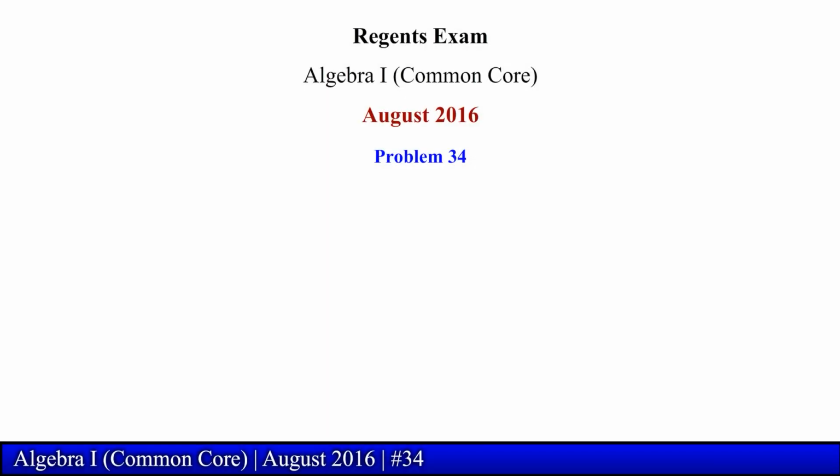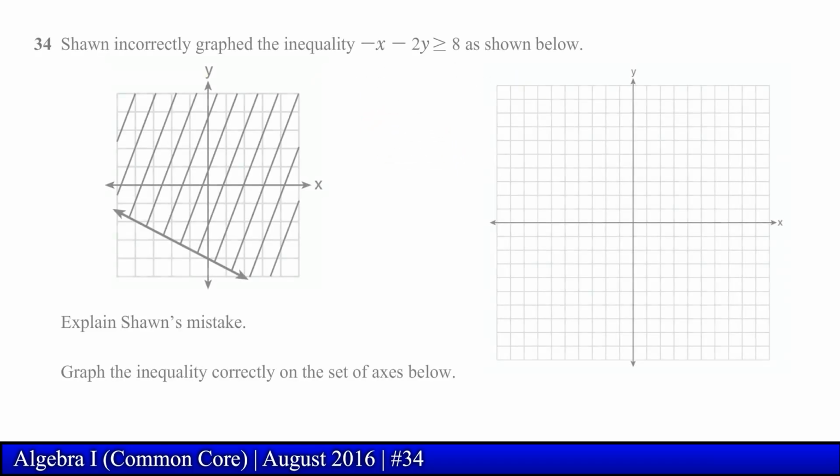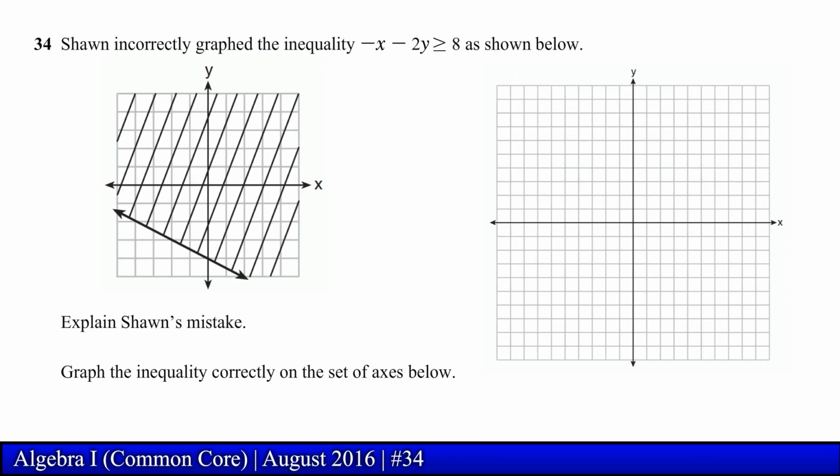Regents Exam, Algebra I, August 2016, problem number 34. Sean incorrectly graphed the inequality negative x minus 2y is greater than or equal to 8, as shown below. Explain Sean's mistake. Graph the inequality correctly on the set of axes below.